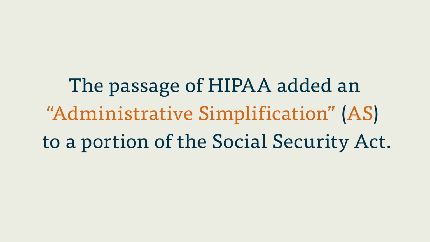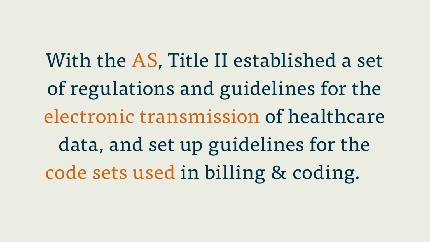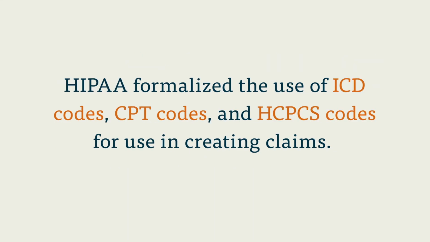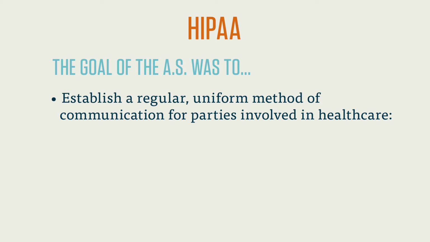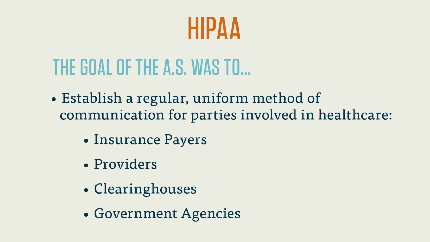Title 2 and medical billing. The passage of HIPAA added an administrative simplification, AS, to a portion of the Social Security Act. With the AS, Title 2 established a set of regulations and guidelines for the electronic transmission of healthcare data and sets up guidelines for the code sets used in medical billing and coding. You've actually already learned about many of these code regulations. HIPAA formalized the use of ICD codes, CPT codes, and HCPCS codes for use in creating claims. The goal of the AS was to establish a regular, uniform method of communication for any party involved in healthcare, such as insurance payers, providers, clearinghouses, and government agencies.